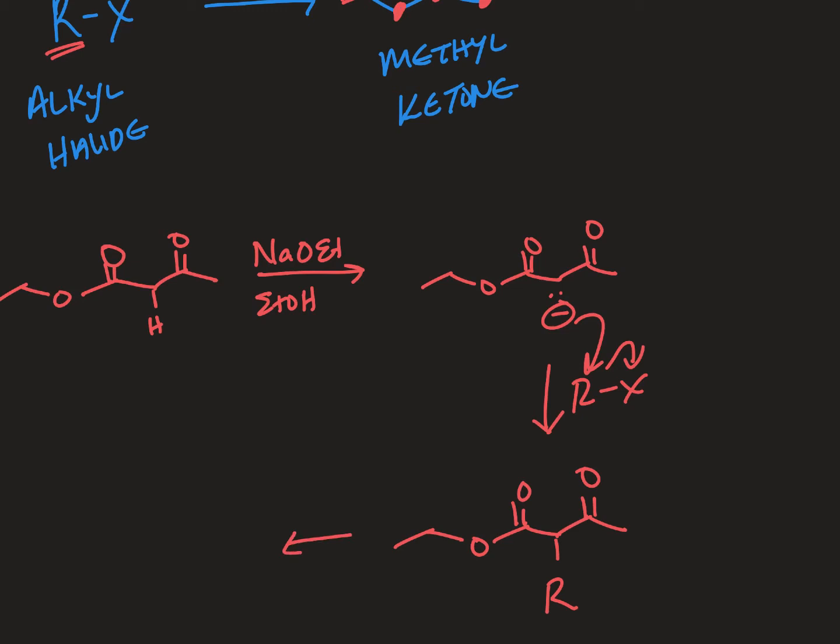Again, we do acid workup with heat to get our final product. So the methyl ketone with the newly added R group. Again, we get carbon dioxide, this time only one molecule of ethanol. This can again react twice, just like the malonic ester, so I could add 2 R groups.